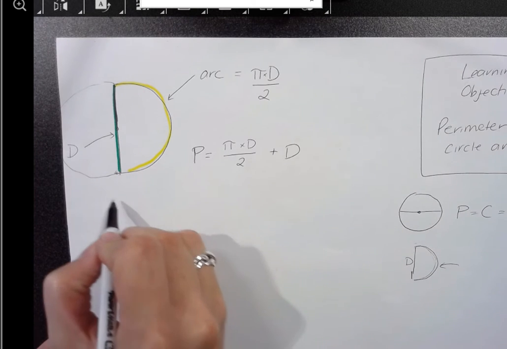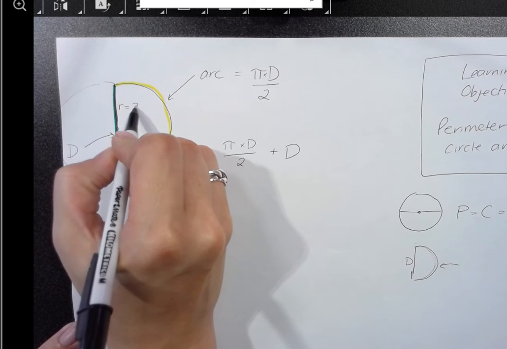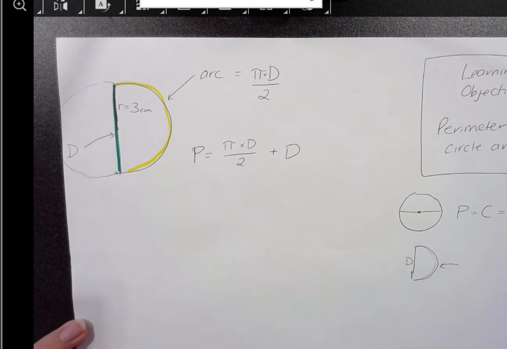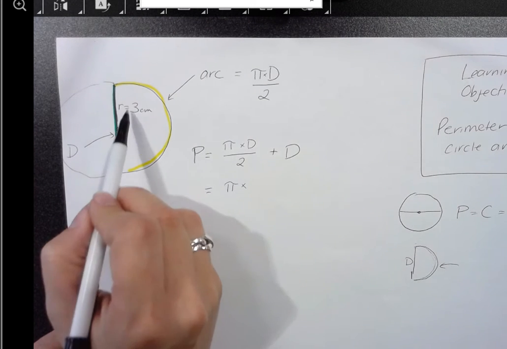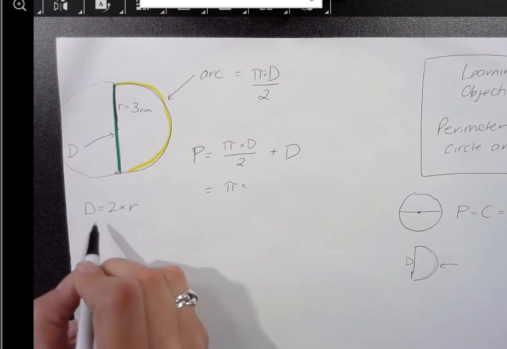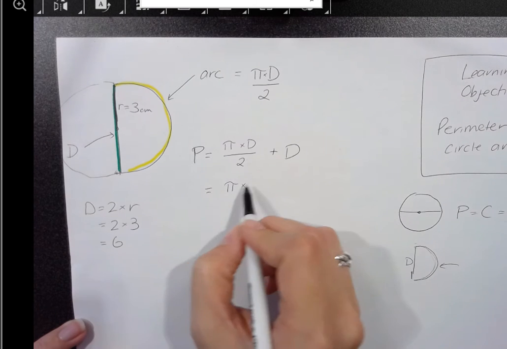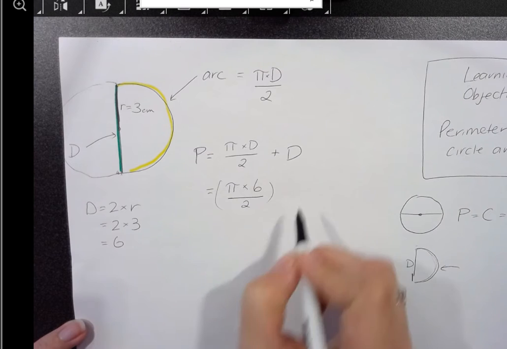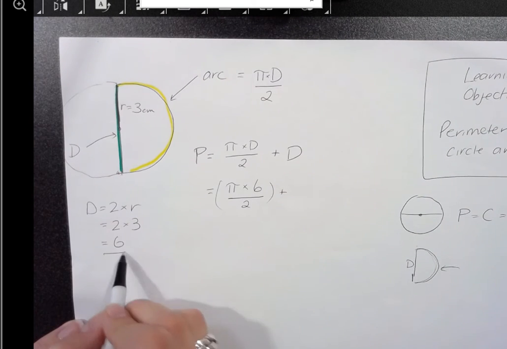So if I give you that this radius here equals, let's go 3 centimeters, and this outside part is going to be part of the circle, then our perimeter is going to equal pi times diameter, remembering that our diameter equals 2 times our radius, so that will be 2 times 3, which is 6. So this time we're doing pi times 6, all of that is divided by 2, and we are going to add, remember, this diameter part on as well, and we found the diameter was 6, so we have to add another 6 on.